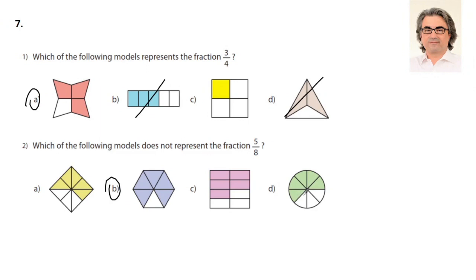What about D? 1, 2, 3, 4, 5, 6, 7, 8. 8 is the number of all equal parts, equal pieces of the whole. And what about the number of colored pieces? 1, 2, 3, 4, 5. It's also okay. 5 over 8. This model shows the fraction 5 over 8 for the shaded region. So B is the answer, as we said before.